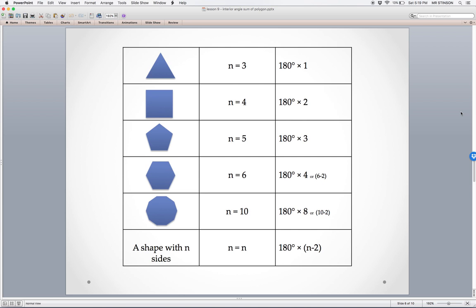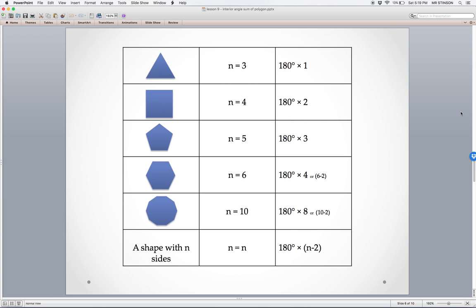Now carefully look at this. 4 can also be written as 6 minus 2. Below this, we have a decagon, where n equals 10, and the angle sum becomes 180 times 8. And again, we can write 8 as 10 minus 2.